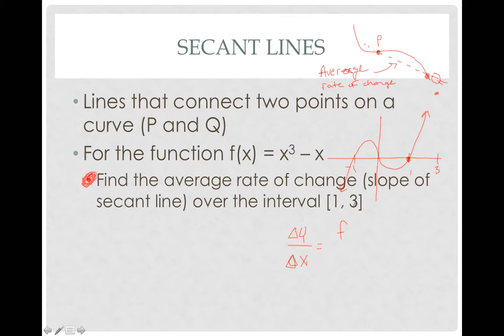So the change in y is going to be f of 3 minus f of 1 all over 3 minus 1. Notice this is slope, the change in y over change in x. Well, f of 3 is 24 minus f of 1, which is 0, over 3 minus 1, which is 2. So therefore, the average rate of change is 12. Ooh, that's a lovely 12. So we just found the slope of the secant line between the points x equals 1 and x equals 3, or on that interval from 1 to 3.